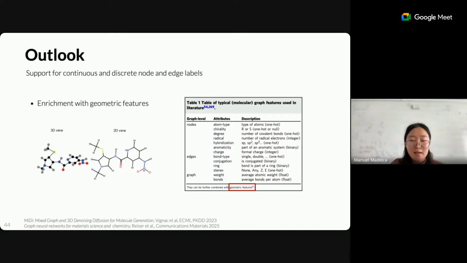So after this, we will just discuss briefly potential possibilities to extend DeFog for broader applications. The first thing is, as the previous question, we can expect DeFog to support both continuous and discrete node and edge labels. This type of incorporation of geometric features of, for example, 3D coordinates has already been validated in the domain of molecular generation. The model MiDi, for example, can generate both the graph structure and also the 3D coordinates together, separately using a discrete diffusion and also a continuous diffusion.